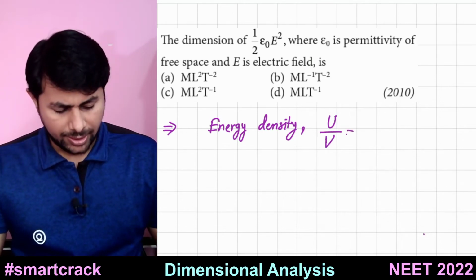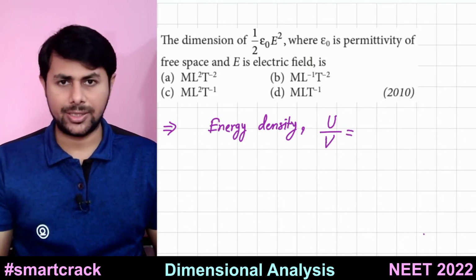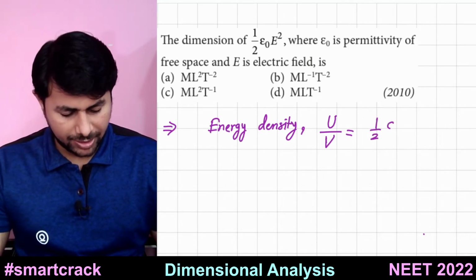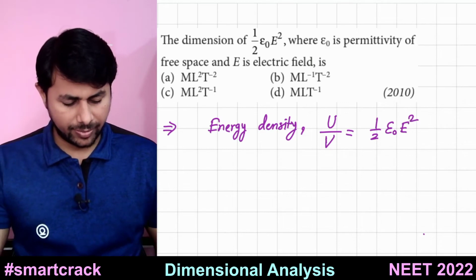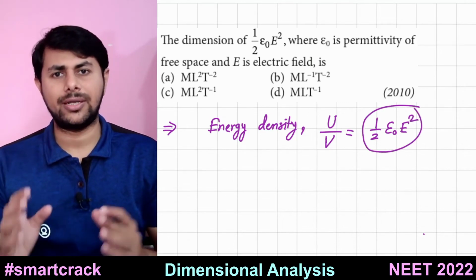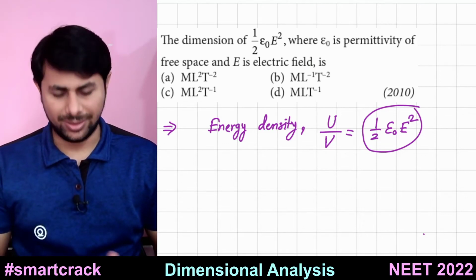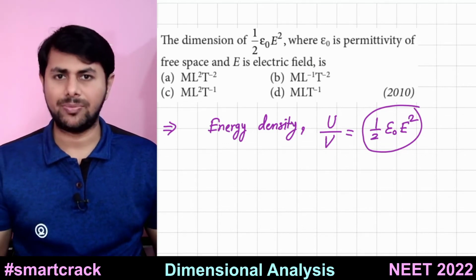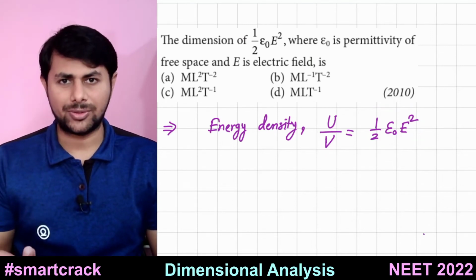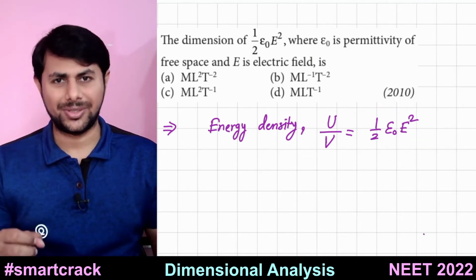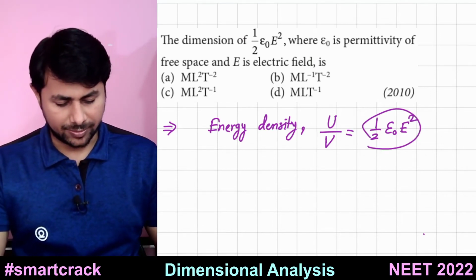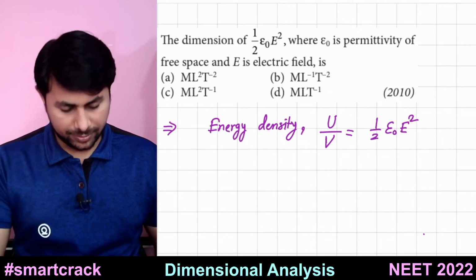So dimensions of energy. Energy density is equal to half of epsilon naught E square. That means dimensions of half of epsilon naught E square are equal to dimensions of energy density. We know the dimensions of energy and we know the dimensions of volume also. Volume is length into length into length, L cubed. So we can find out dimensions of this term. Let's do that. It's very simple.